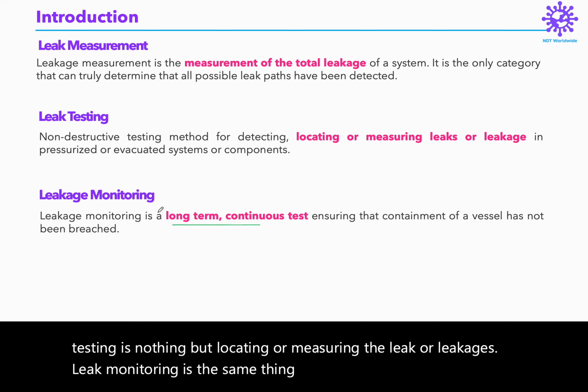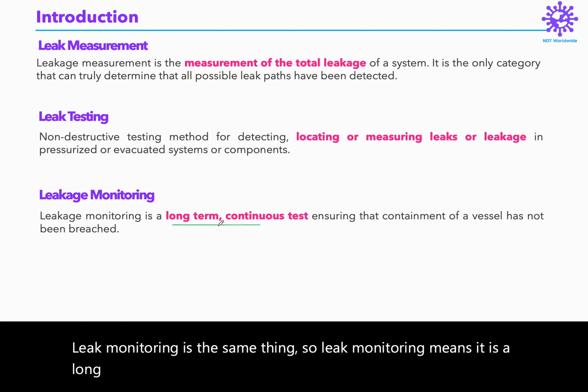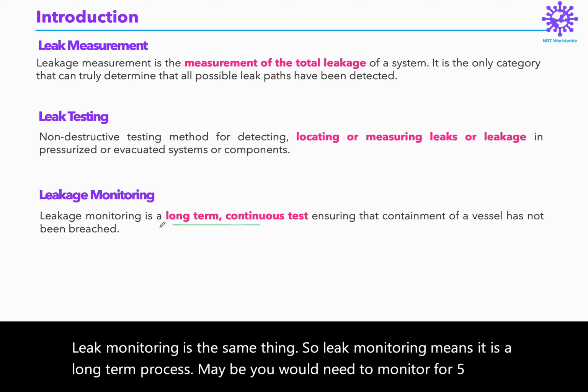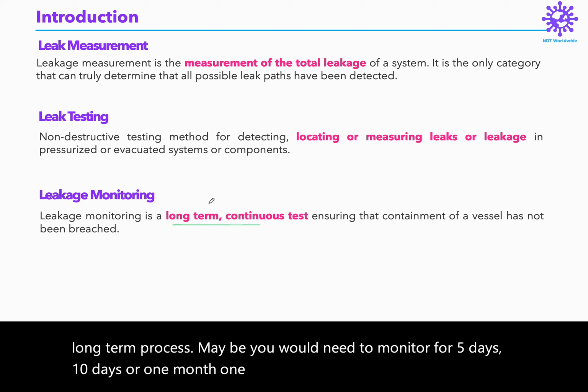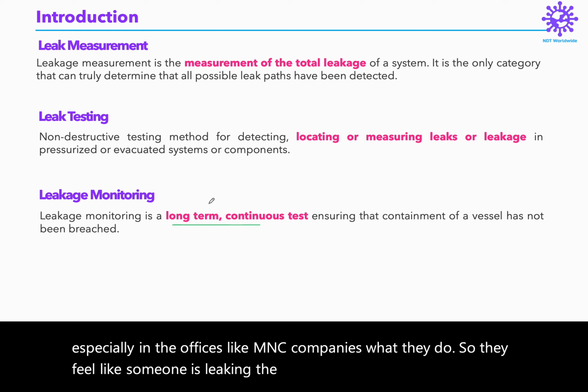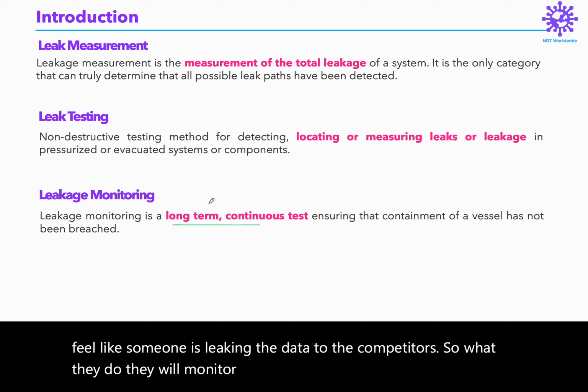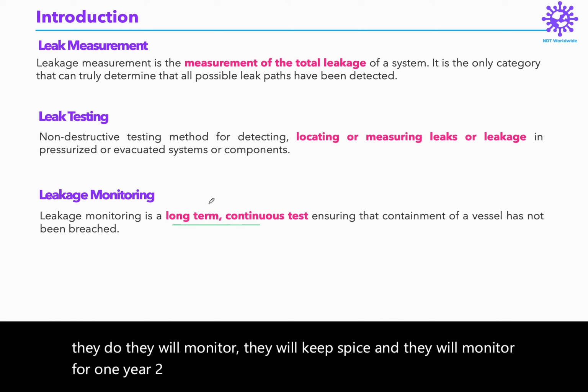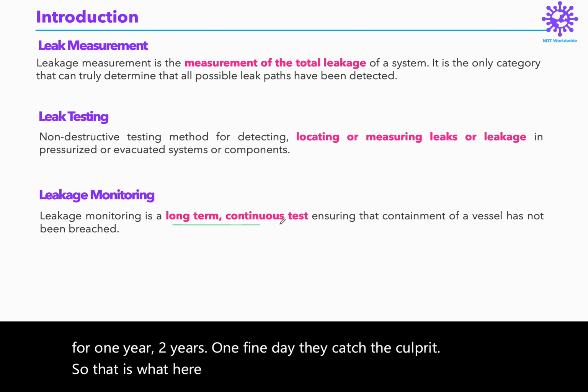So leak monitoring means it is a long-term process. Maybe you need to monitor for 5 days, 10 days, or 1 month, 1 year. That is leakage monitoring. Especially in offices like MNC companies, when they feel someone is leaking the data to the competitors, they'll keep spies and monitor for 1 year, 2 years. One fine day they catch the culprit. So that is what we call long-term and continuous tests.